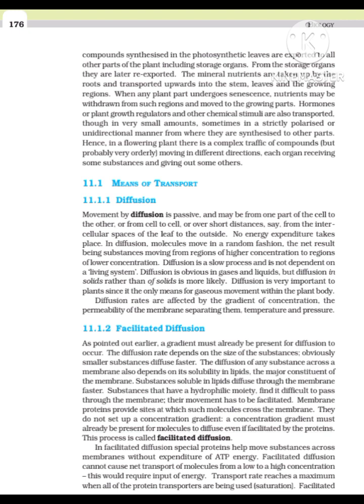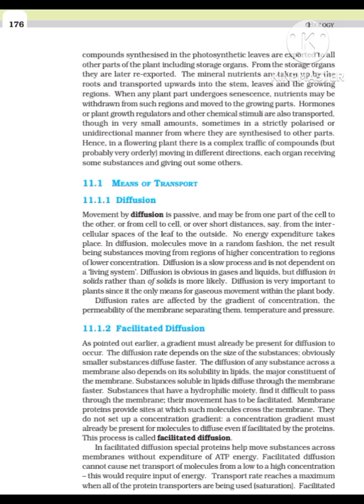Movement by diffusion is passive, and may be from one part of the cell to the other, or from cell to cell, or over short distances, say, from the intercellular spaces of the leaf to the outside. No energy expenditure takes place. In diffusion, molecules move in a random fashion, the net result being substances moving from regions of higher concentration to regions of lower concentration. Diffusion is a slow process and is not dependent on a living system.